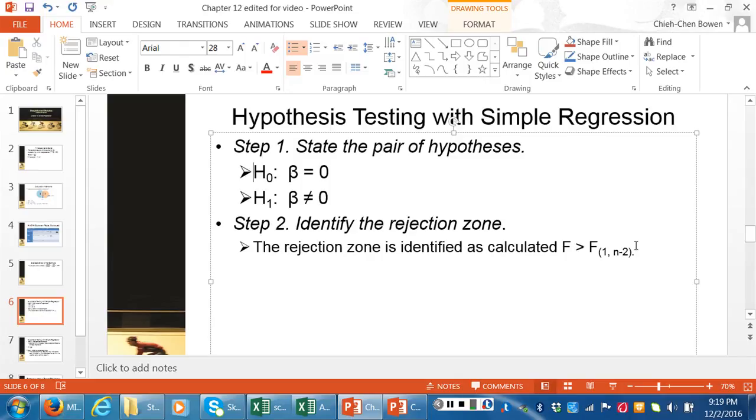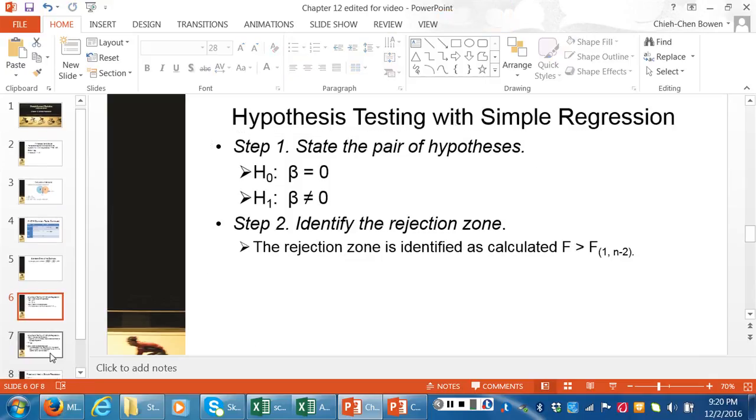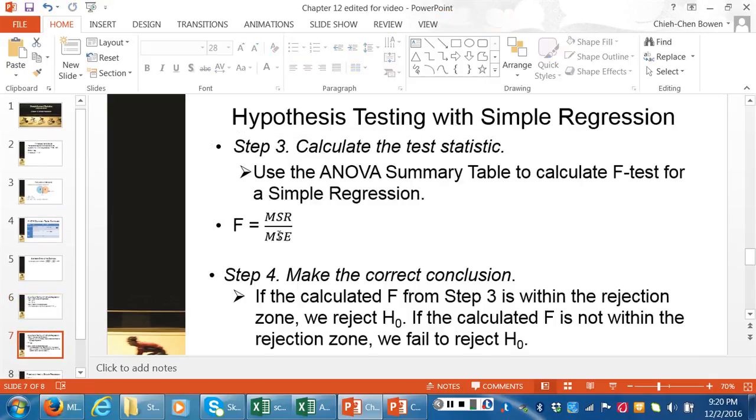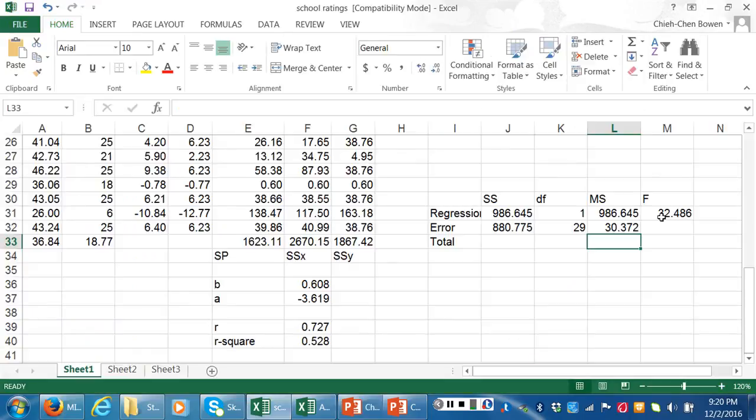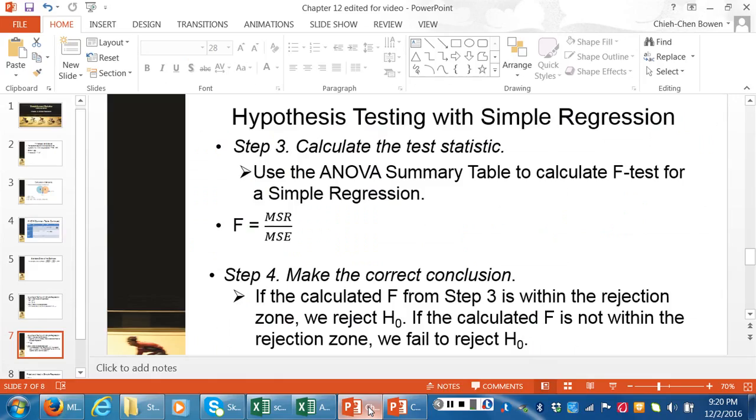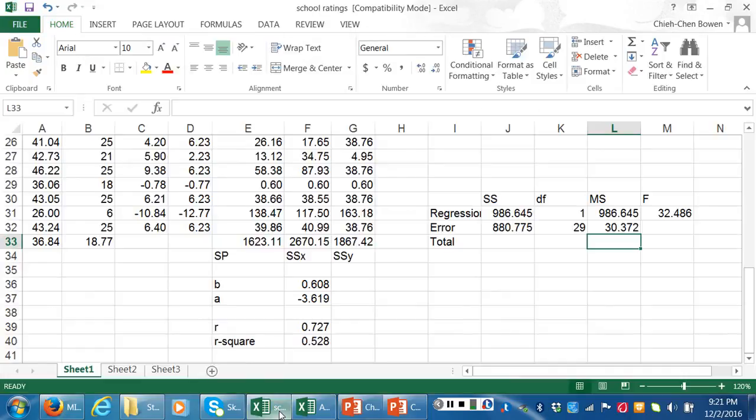In this particular case, our critical value of F, according to 1 degree of freedom for regression and 29 degrees of freedom for error, is going to be 4.18. And the calculated F we just found in our ANOVA summary table is 32.486. That is much bigger than the critical value, 4.18. So the calculated F is absolutely in the rejection zone, so we reject H0. Using the median household income can significantly predict the number of criteria met by the school district.